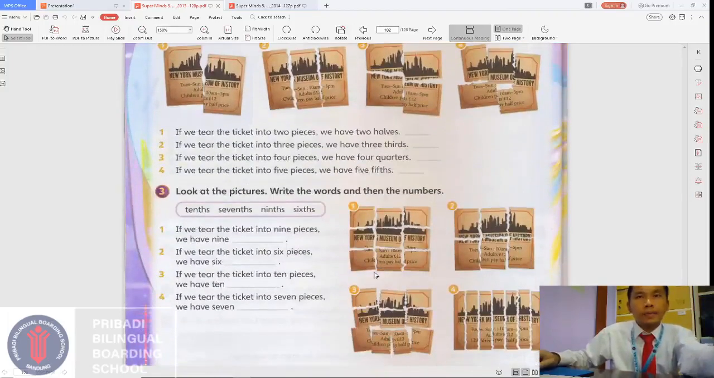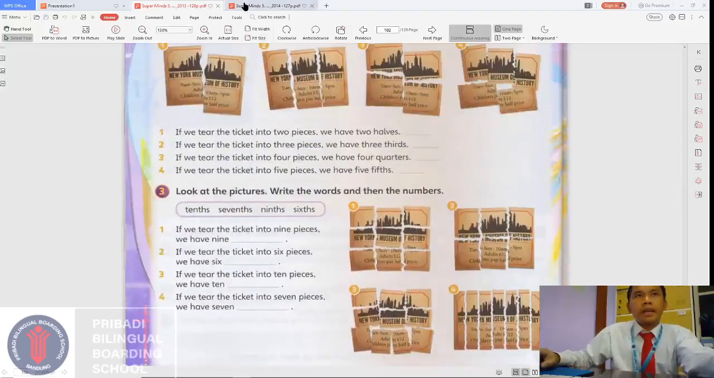Part 3, example picture 1. If we tear the ticket into 9 pieces, we have 9 ninths. 1, 2, 3, 4, 5, 6, 7, 8, 9. So they are ninths. The whole is 9, so 9/9 or 9 ninths.